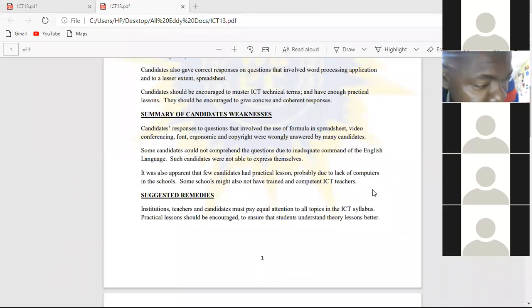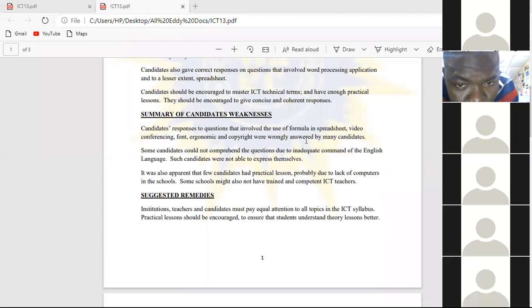Candidates also gave correct responses on questions that involved word processing application and, to a lesser extent, spreadsheets. We've read that part. Summary of candidates' weaknesses. Candidates' responses to questions that involve the use of formula in spreadsheets, video conferencing, font, ergonomic, and copyright were wrongly answered by many candidates. Some candidates could not comprehend the questions due to inadequate command of the English language. Such candidates were not able to express themselves.